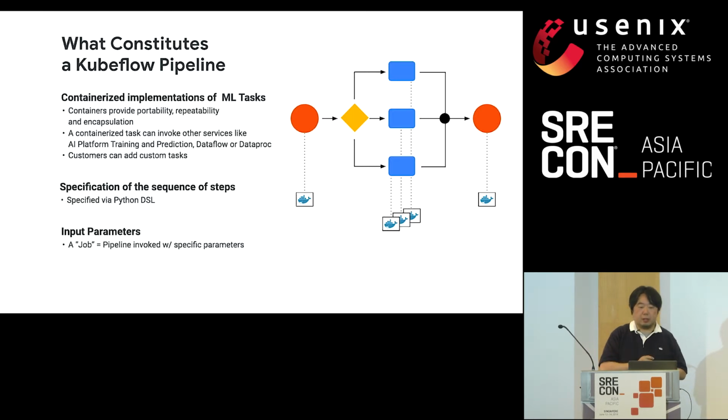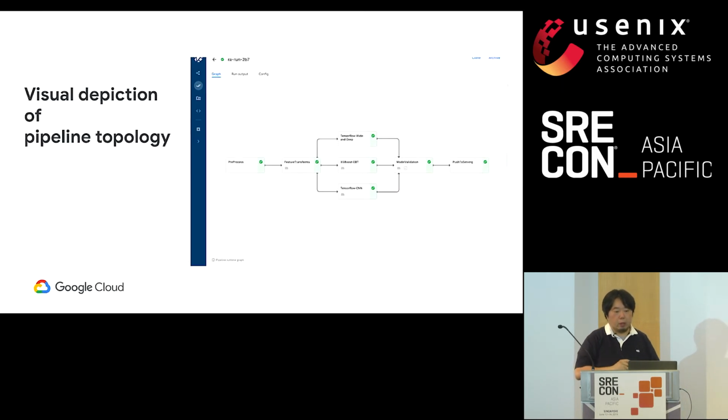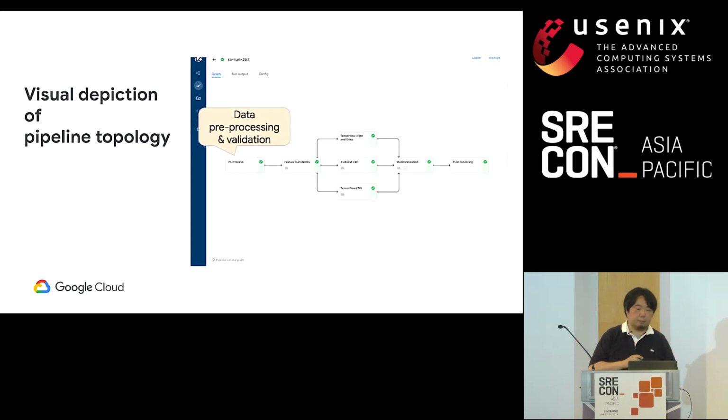And you can use a Python DSL to define a machine learning pipeline. You can define the sequence of those tasks, or you can make parallel execution of each task. And it provides a UI, so you can easily find out what's happening inside it, and what has happened in past training.